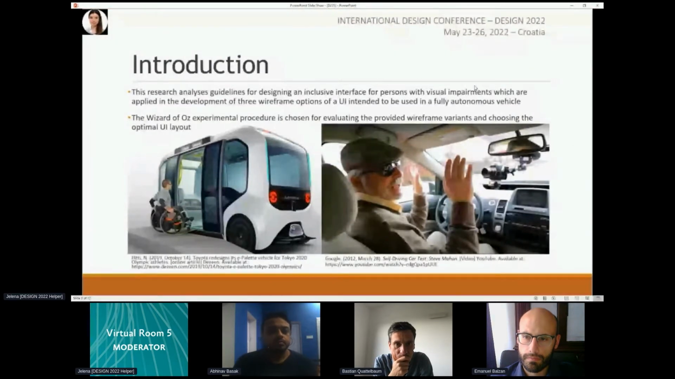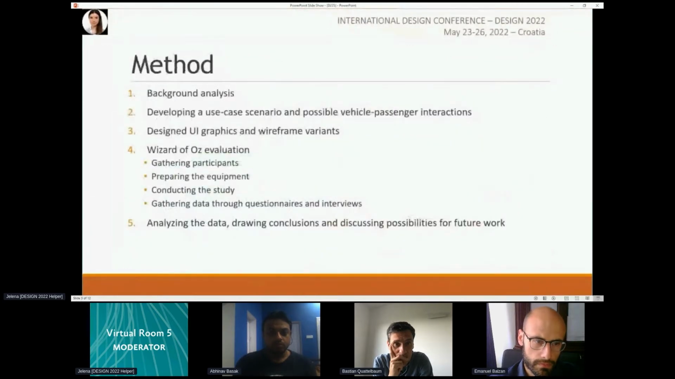Therefore, when designing the inclusive user interface of autonomous vehicles, special attention and research is needed to provide equal usability, safe and intuitive vehicle-passenger interactions for persons who have reduced sight. This research analyzes guidelines for designing an inclusive interface for persons with visual impairments, which are applied in the development of 3 wireframe options of a user interface intended to be used in a fully autonomous vehicle. The Wizard of Oz experimental procedure is chosen for evaluating the wireframe variants and choosing the optimal user interface layout. The method used in this research is described on the slide, and I will explain all these points in greater detail later in this presentation.